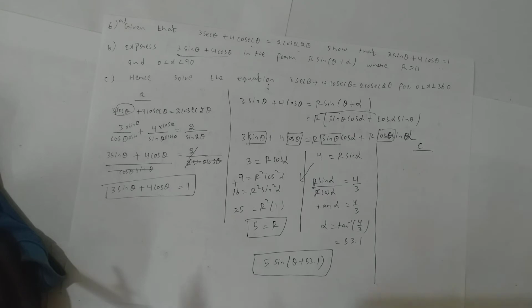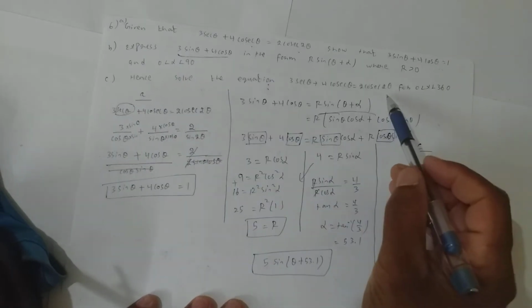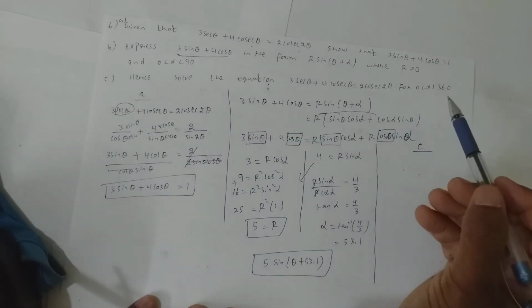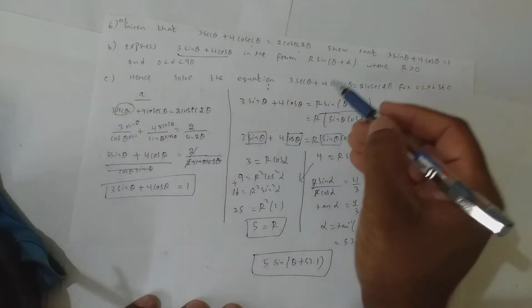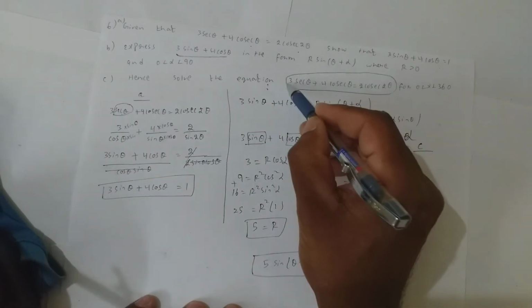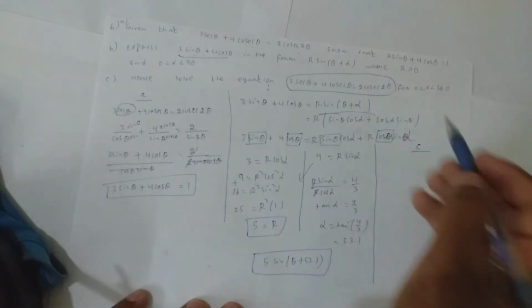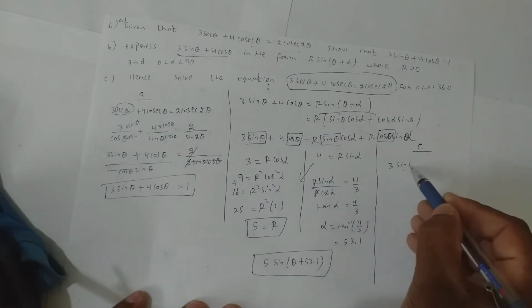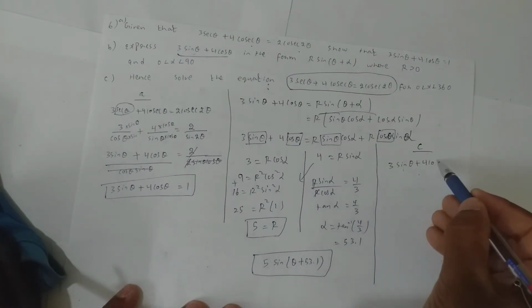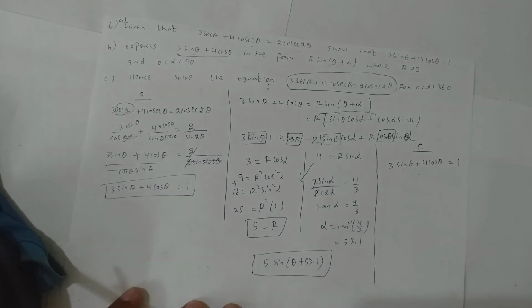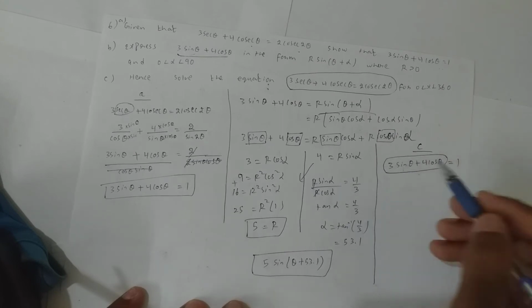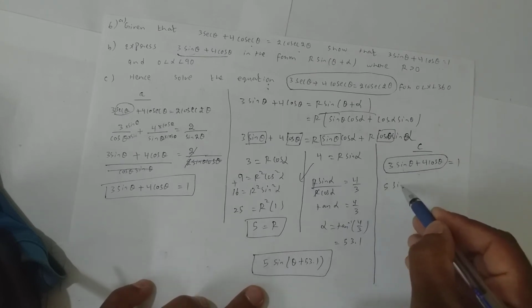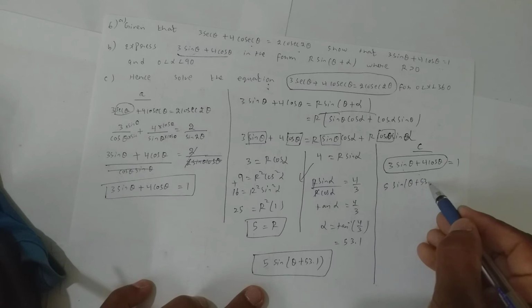What is there in the C part? Solve the equation, this one, equal to 2 cosecant theta 4. So again in trigonometry, first bit result must and should be used in the second or third bit. So in place of this, what can I write? I can write 3 sin theta plus 4 cos theta equal to 1. Again, in place of this, what can I write? Second bit result, which is this one, 5 sin of theta plus 53.1.